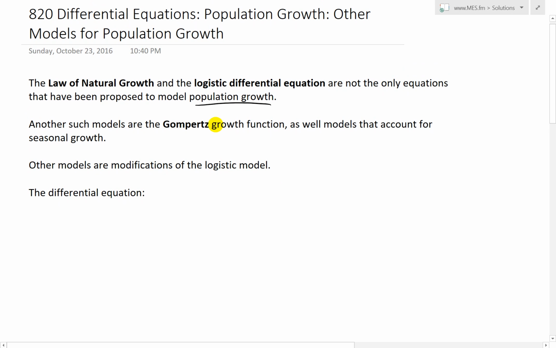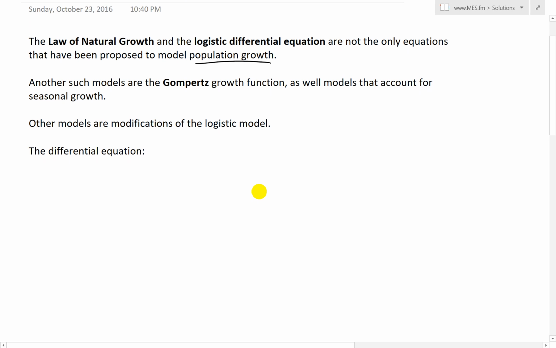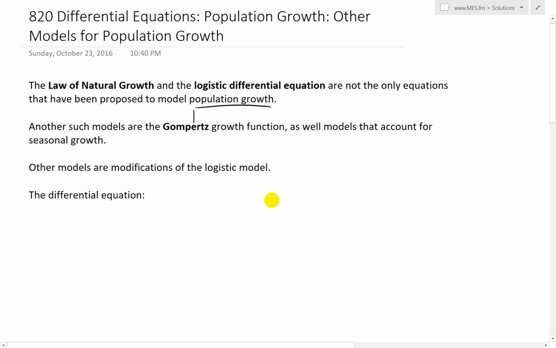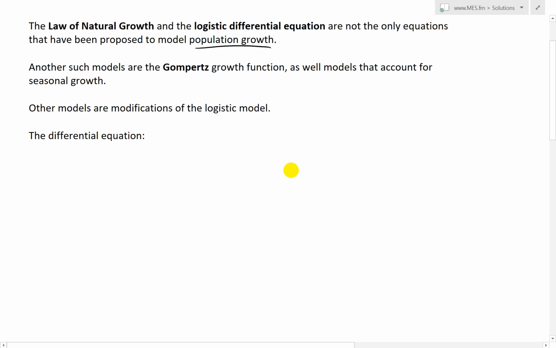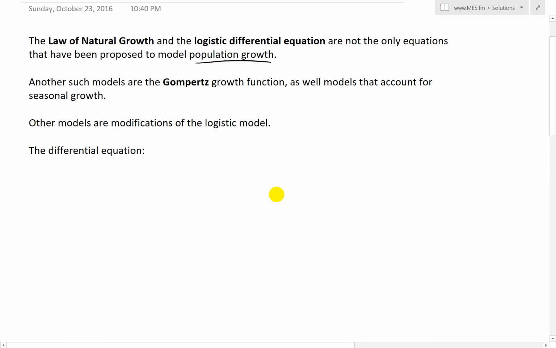Basically, other such models that model population growth are, one of them is the Gompertz growth model, as well as models that account for seasonal growth. For example, plants and other stuff that you're growing. So populations of those different models, as opposed to just the natural growth and logistic equation, have been proposed and developed, and I'll go over those in later videos. And other models are simply just modifications of the logistic model.